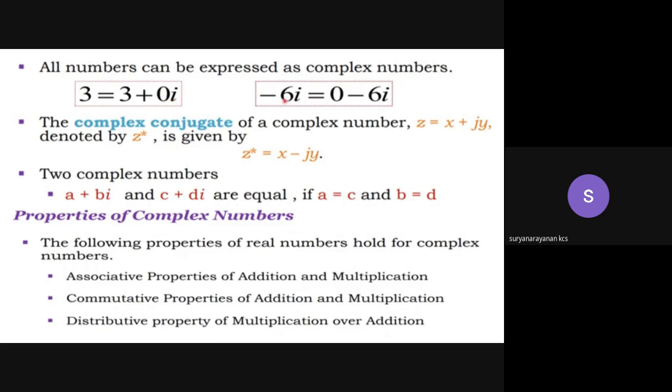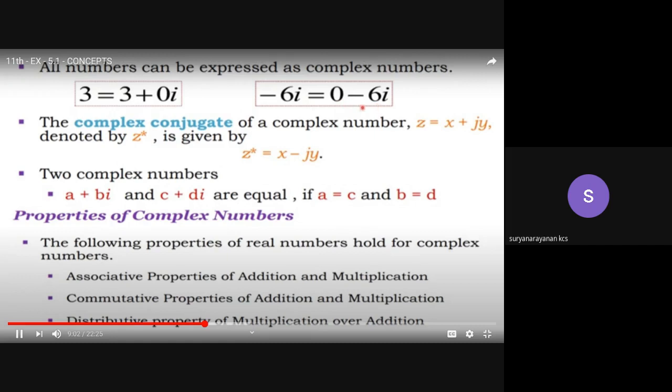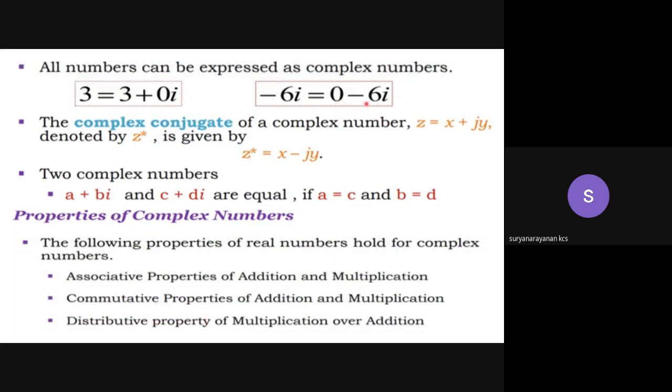Right, now come to minus 6i. This is a purely imaginary number. This also can be represented as a complex number, 0 minus 6i. Here also we represented this pure imaginary number as a complex number. Complex number means there should be two parts, real part and imaginary part, where here the real part is 0 and the imaginary part is minus 6i. Understood these points, my children?